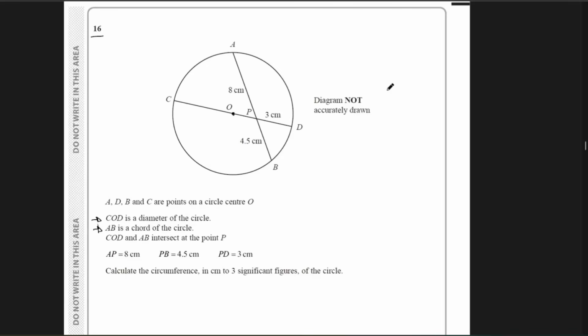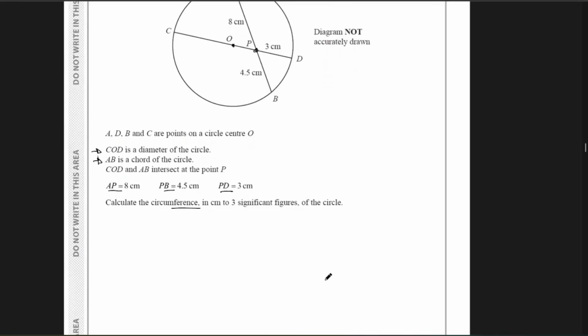So what is a chord? A chord is a line that cuts the circle at 2 points. So essentially, AB is a chord. CD is also a chord while being the diameter. So we have 2 chords intersecting within the circle, and we have been given the values of AP, PB, and PD. The question is, calculate the circumference in centimeters to 3 significant figures of the circle.